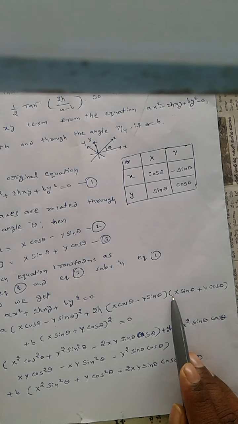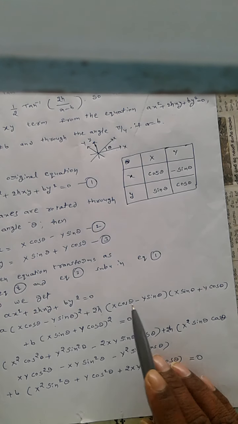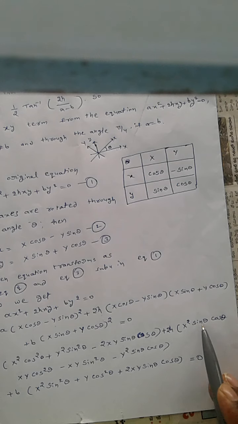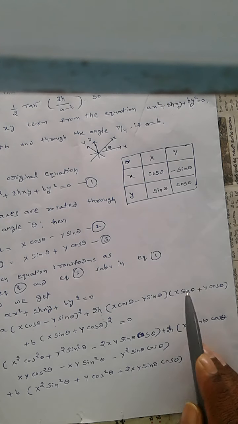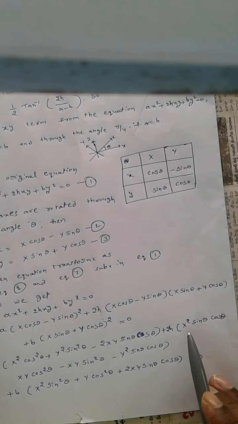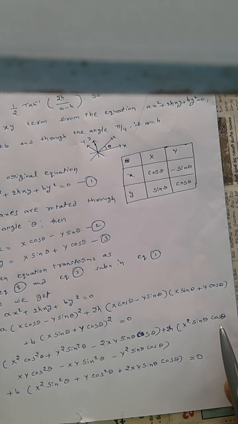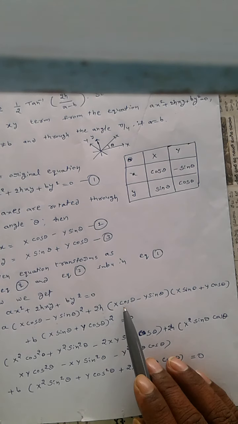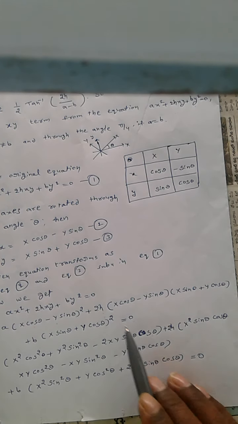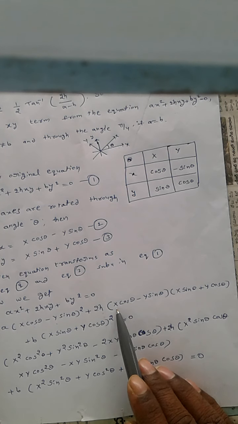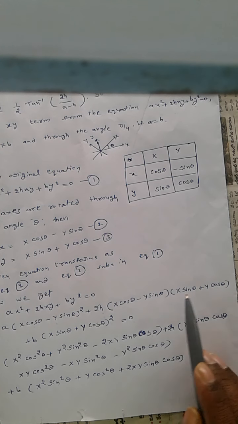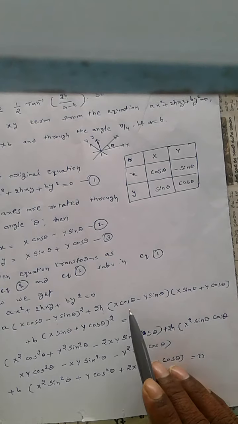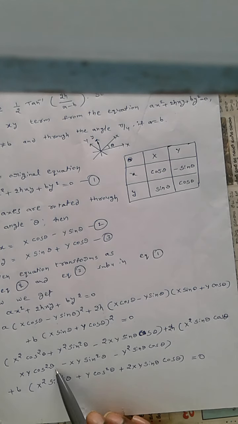x into x, what? x square. Cos theta into sin theta or sin theta into cos theta, both two terms are multiplied. So x square into sin theta into cos theta. Okay, next, 2h is in the term before. Okay, next, x cos theta into y cos theta. So xy cos theta into cos theta, cos square theta.